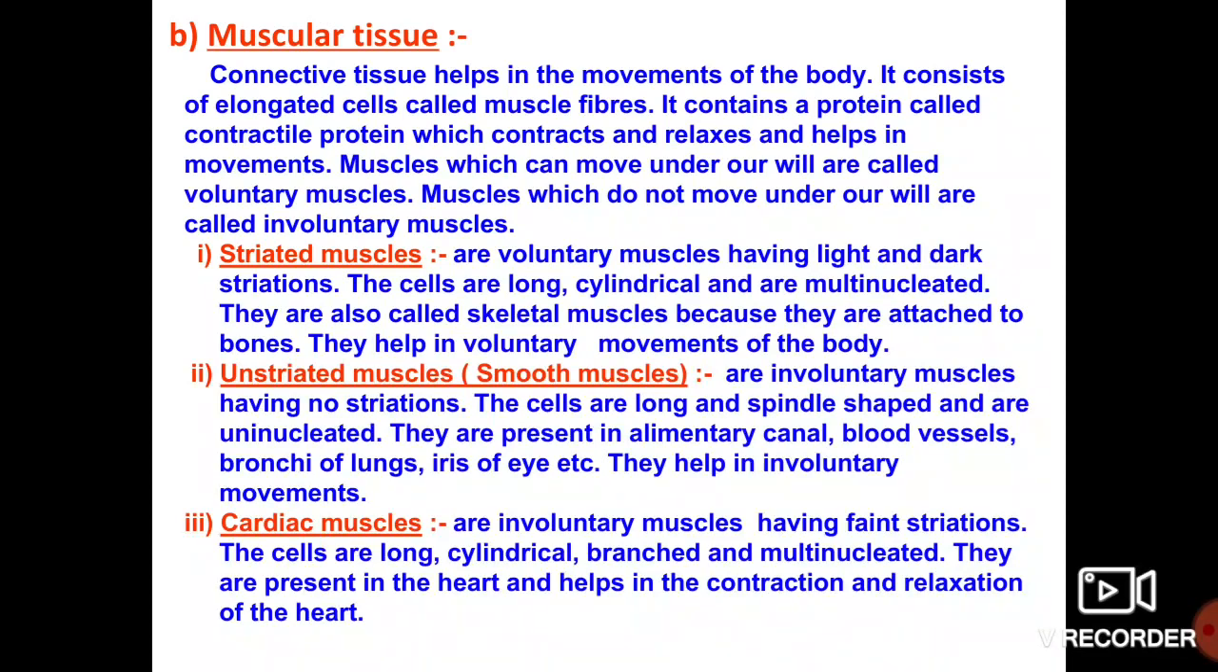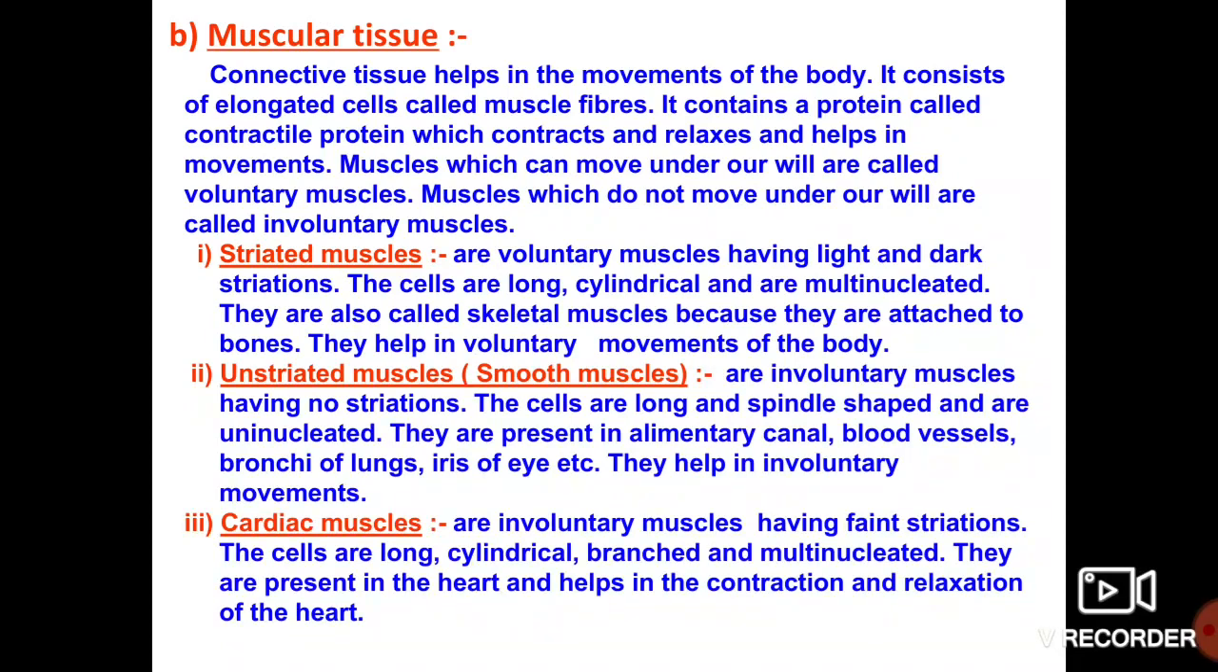Apart from this, there are three types of muscles: striated muscles, unstriated or smooth muscles, and cardiac muscles. These are the three kinds of muscles that we see in muscular tissue. So what are the striated muscles? These are voluntary muscles having light and dark striations. These cells are long, cylindrical and multinucleated, which means there are many nuclei in those cells.